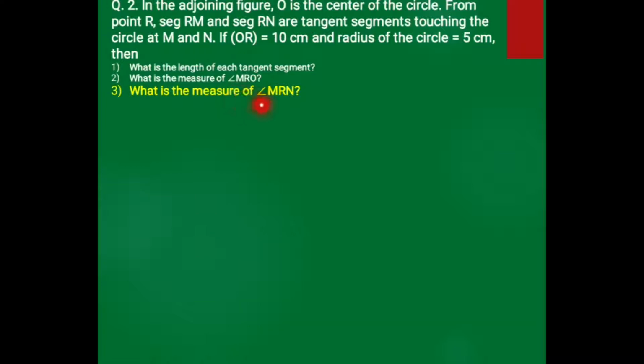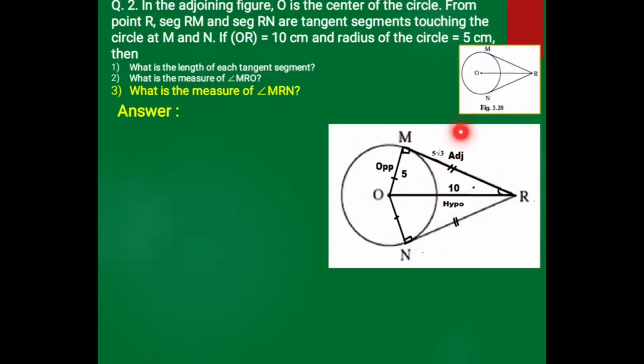Now we have to find the next value. What is the measure of angle MRN? That means this angle is 30 degree. This also must be 30 degree, because MR is congruent with NR, OM is congruent with ON, and OR is the common side. That means these two triangles are congruent. So we show that triangles OMR and ONR are congruent first. Then from that, the angles at R, angle MRO and angle NRO, are 30 each. So after adding, we get 60.